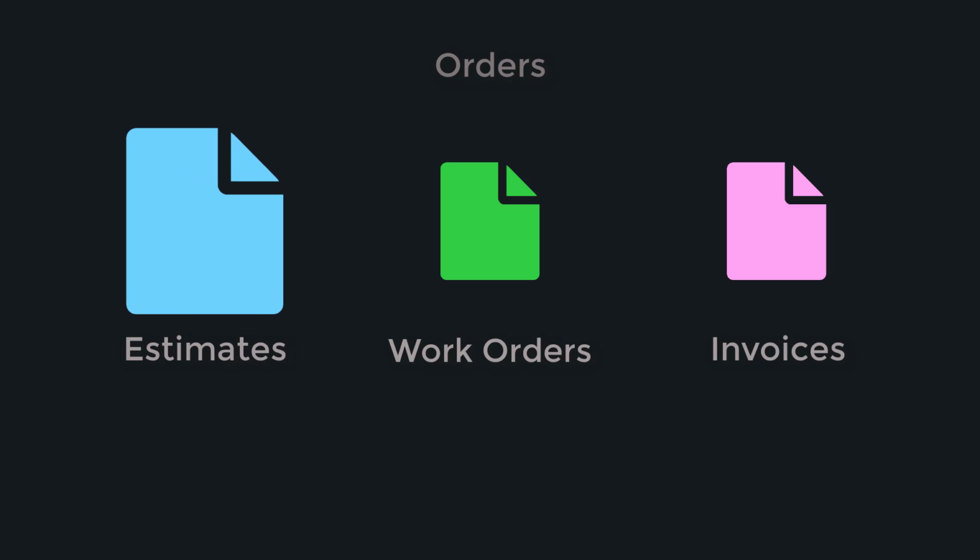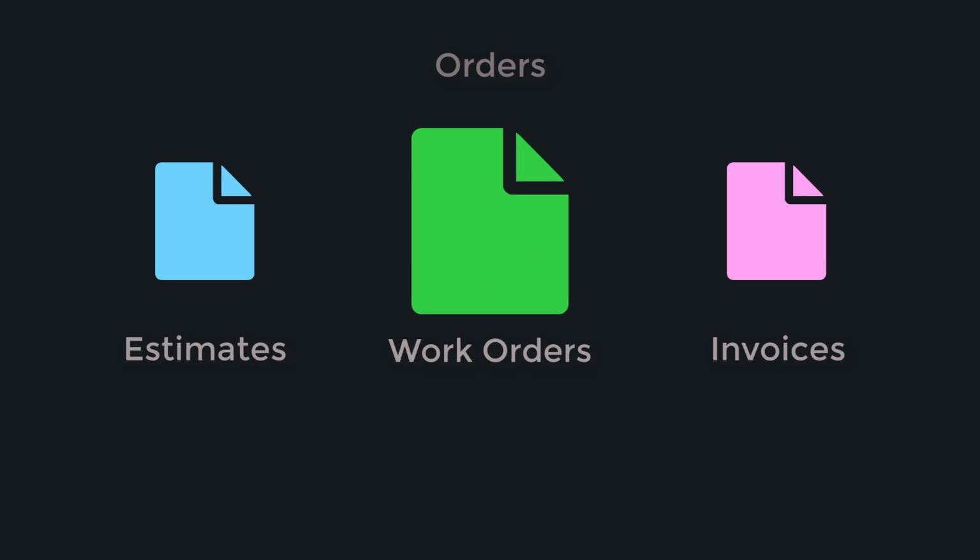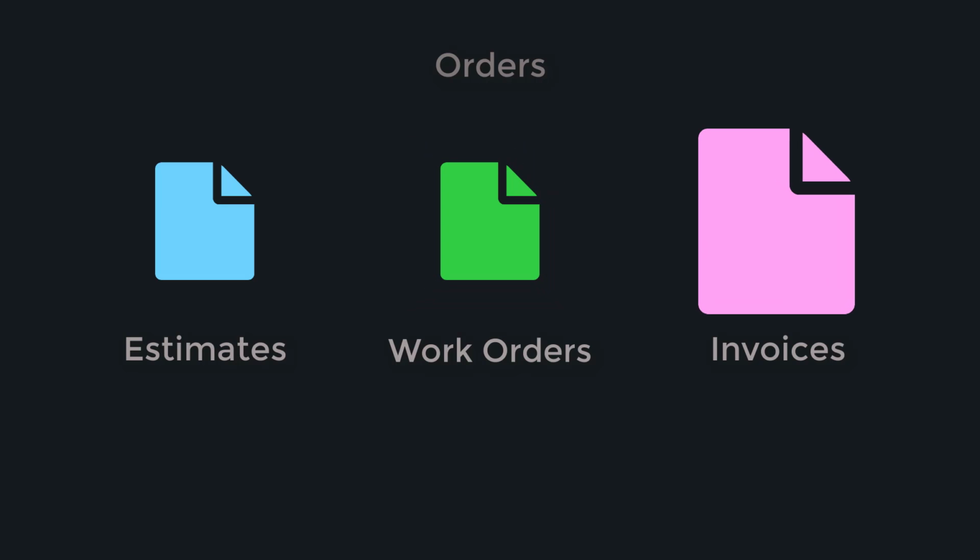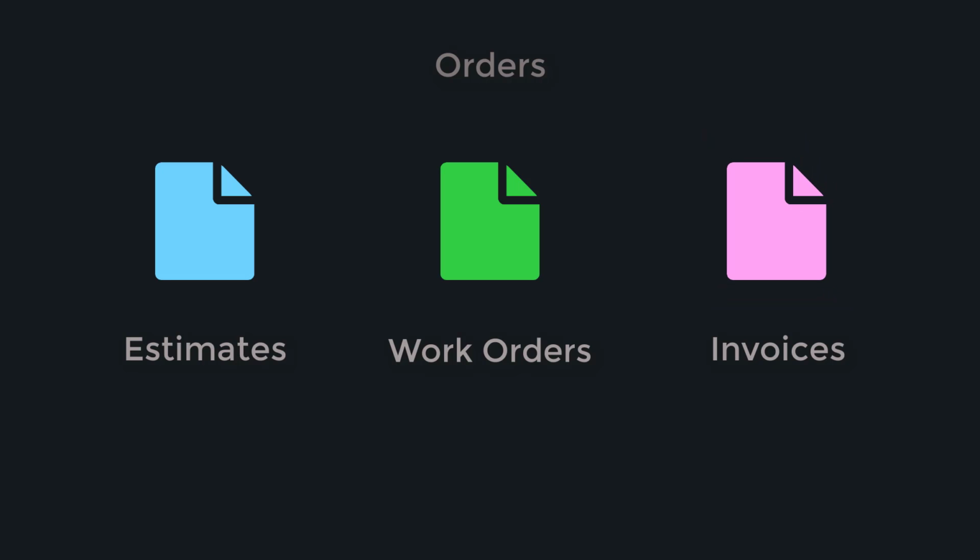Now, estimates are pretty straightforward. They're an estimate of work. Work orders are an order to do work, so this is where you're actually going to perform the work itself. And invoices are a way to complete the job, flag to the system that payment is either due or allows you to apply a payment. You can apply a payment when it's a work order or estimate as a down payment as well, but the normal process flow goes from estimate, work order, then invoice, and then a payment is applied.